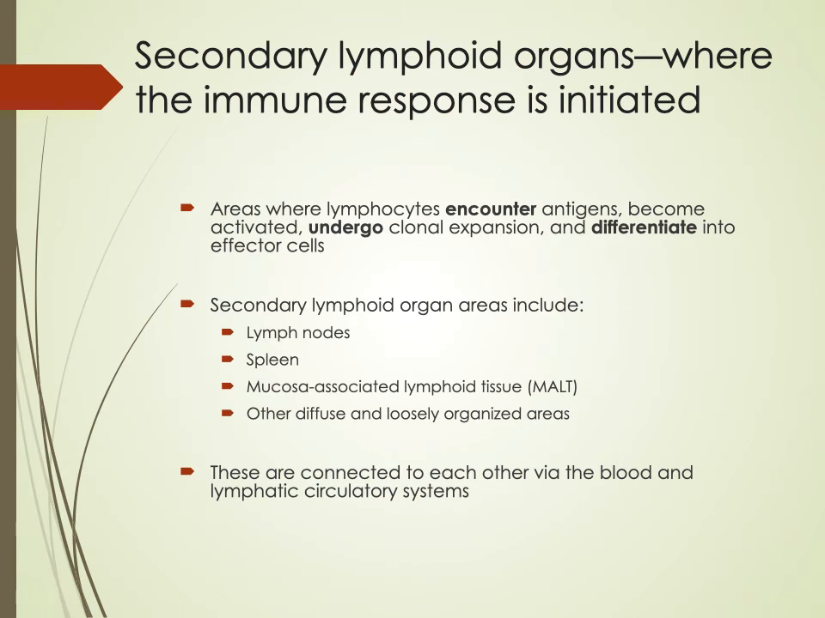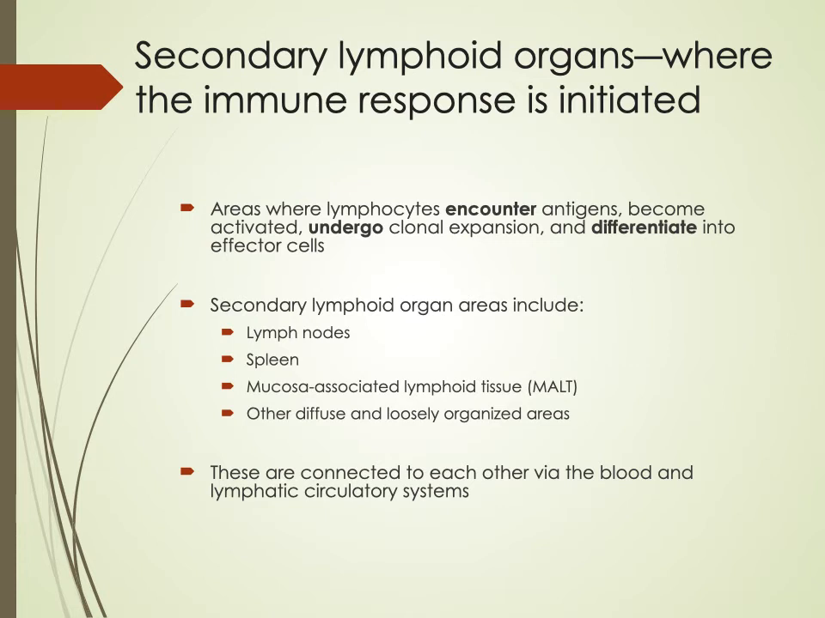Now in the secondary lymphoid organs, this is where our immune response is going to be initiated. This is where lymphocytes are going to encounter antigen. They can become activated if that's their antigen. They undergo clonal expansion. If you remember from last lecture, clonal expansion is where you're going to make copies. So you have a good T cell. So in that figure, it was T cell 2.